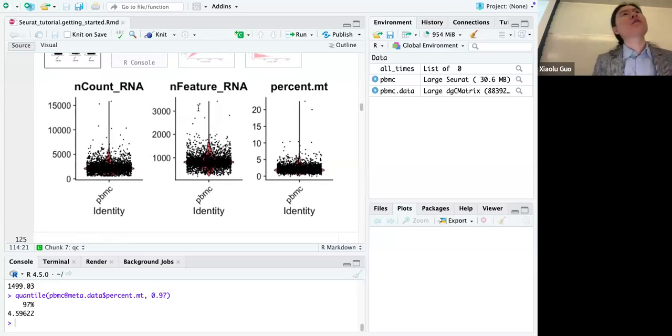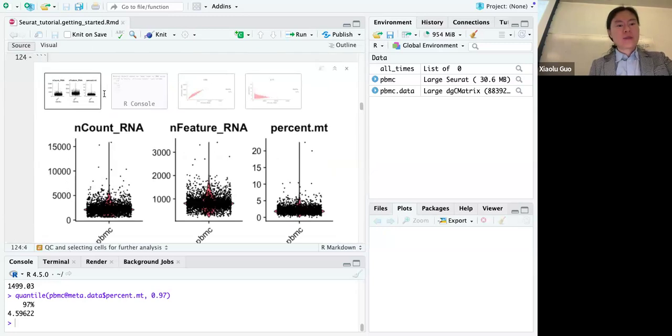I'm sorry, could you say again what the difference between count and feature is? Yeah, so the count means the UMI count, that's the total mRNA. And the feature means the non-zero genes. And each dot is one cell.